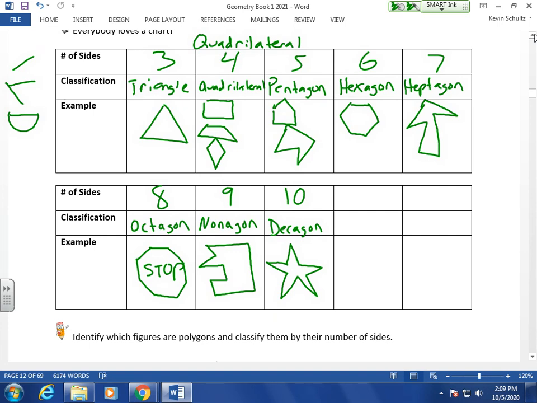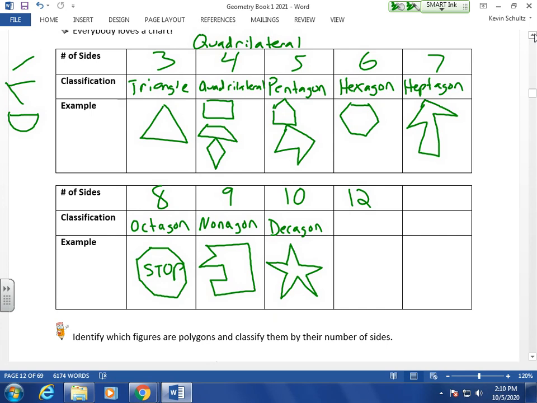How about a 12-sided shape? We're skipping 11 because you really never see an 11-sided shape, and I wanted to get to this last box here. I don't even know what it's called, actually, to be honest with you. It's not an 11-gon. I mean, it could be.